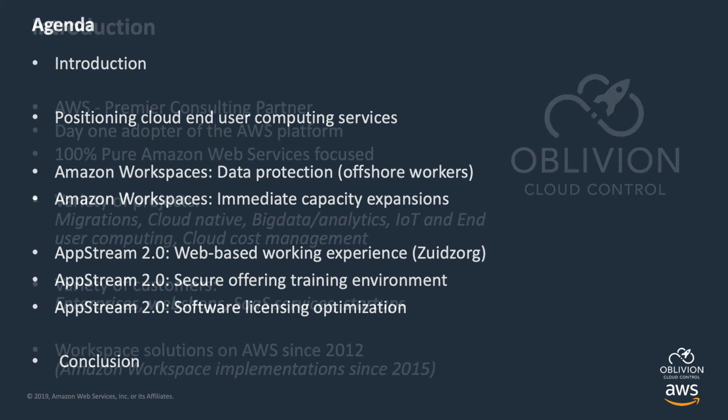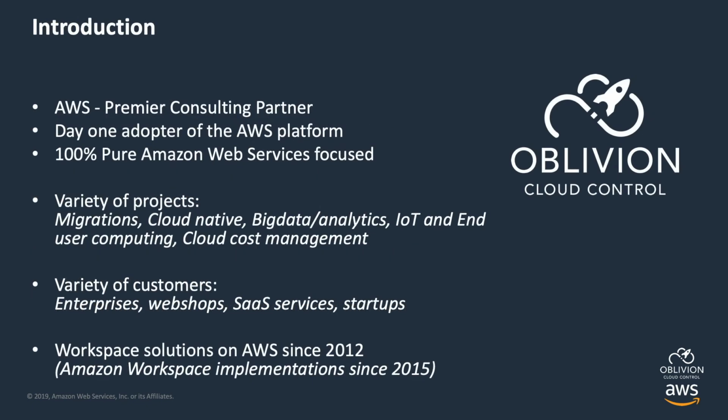Let's move on with a short introduction. I work, as said, for Oblivion Cloud Control. We are an AWS premier consulting partner. We are a group of AWS trained and certified engineers, architects and consultants. We're purely focused on AWS, and we've done a lot of projects already in our past years in migrations, setting up landing zones, building and maintaining landing zones. Recently, we get more and more questions around cloud cost management, but also handling well-architected reviews for customers.